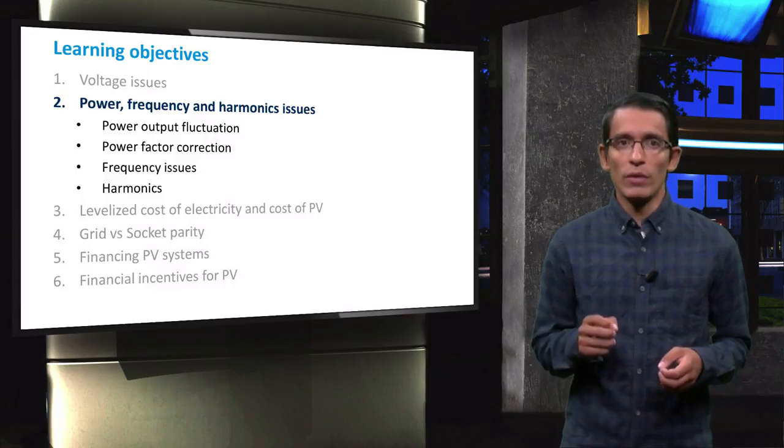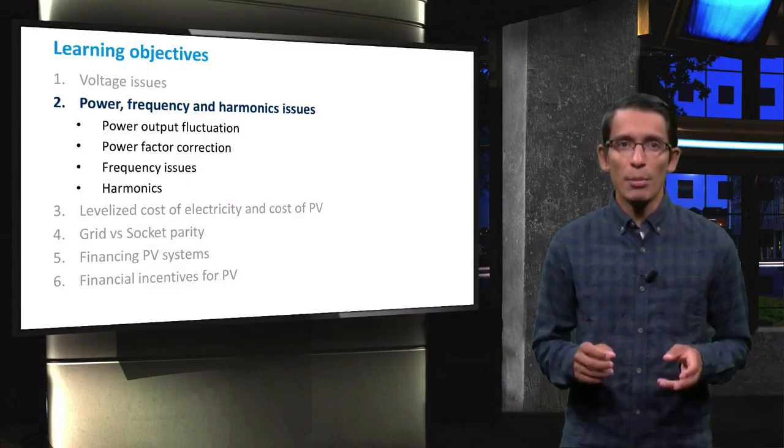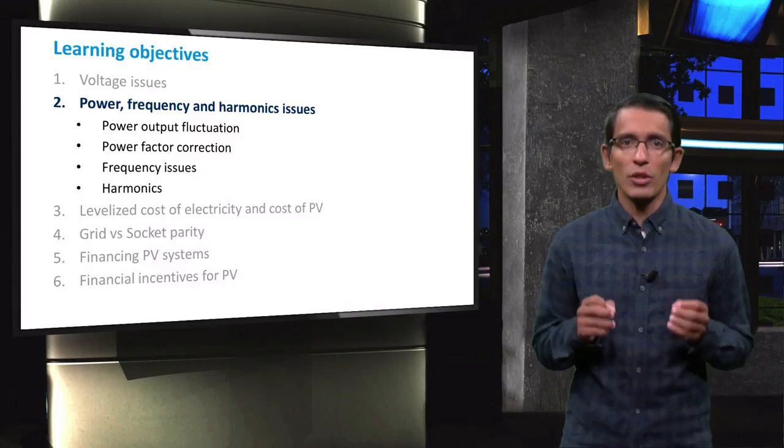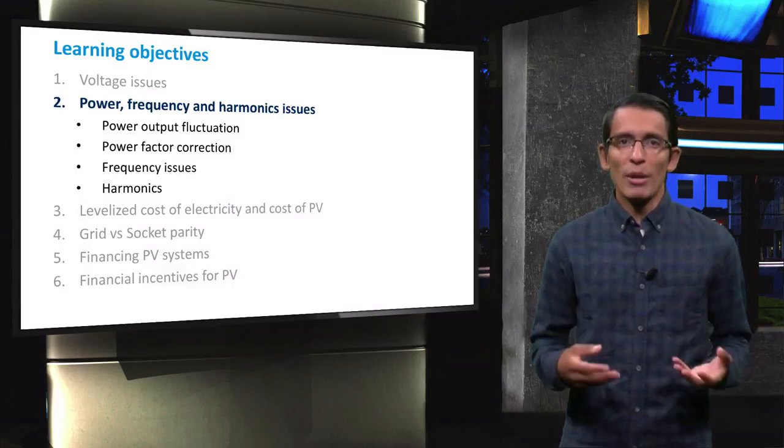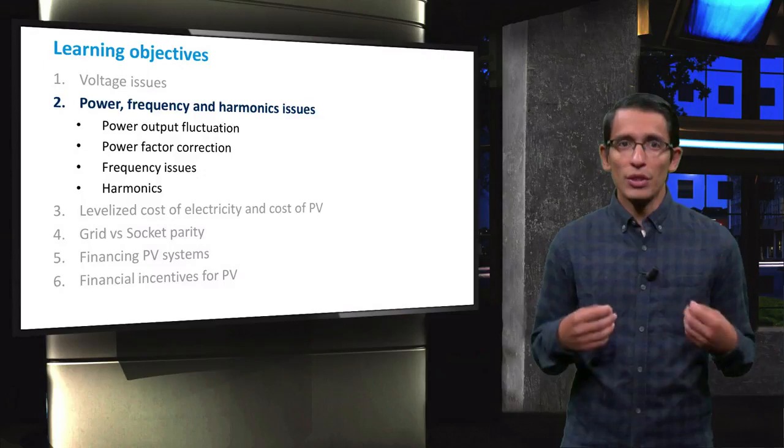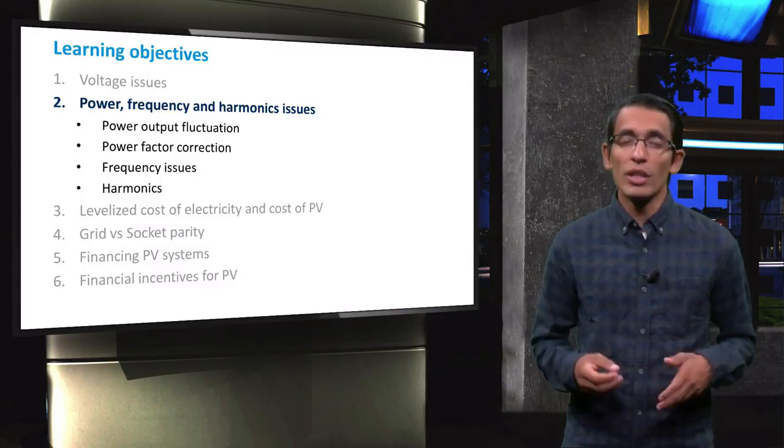The learning objectives for this video are to understand how the power output fluctuations disrupt the electricity grid. You will learn about the power factor corrections, and we will discuss frequency and harmonic issues in the power supply.